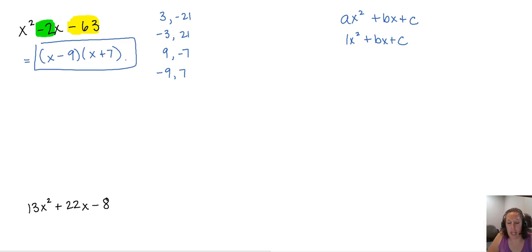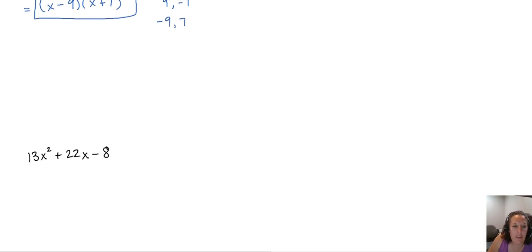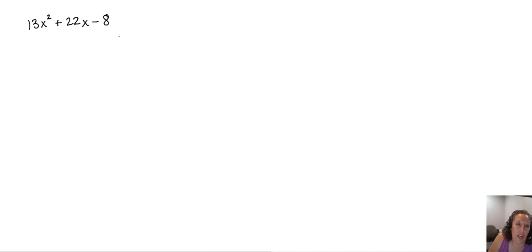And we can multiply that out and see that we get x squared minus 2x minus 63 when we multiply out that binomial. Now, if we have a leading coefficient that is not equal to 1, then we've got a little bit of work to do here. So here we have the example 13x squared plus 22x minus 8. So in this case, instead of just looking at the last number, we're going to multiply our first number times our last number. So we've got a times c, 13 times a negative 8 is equal to negative 104.